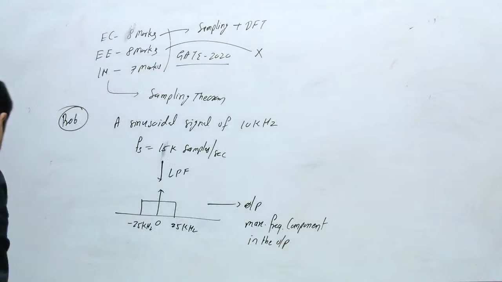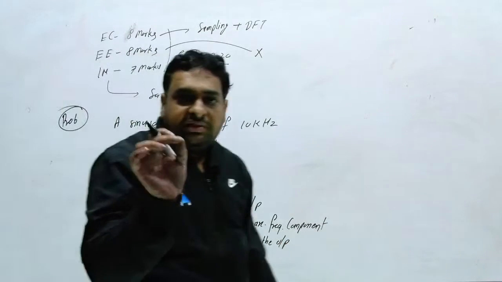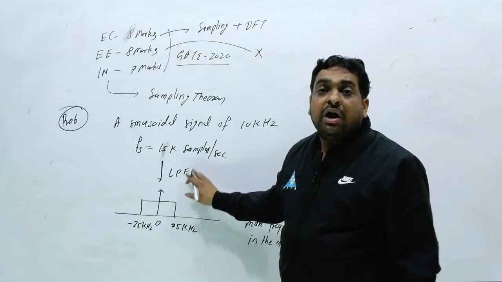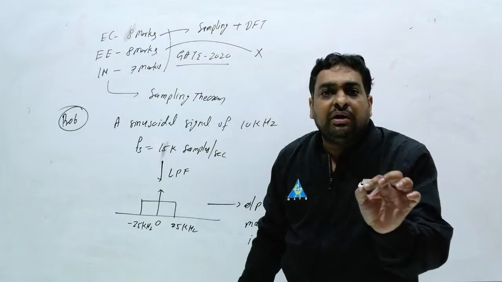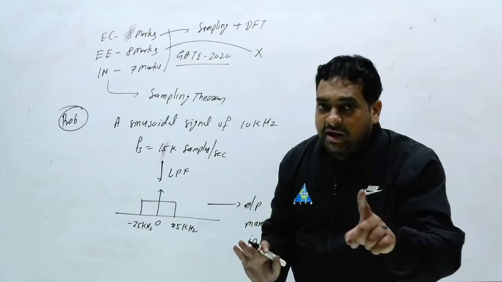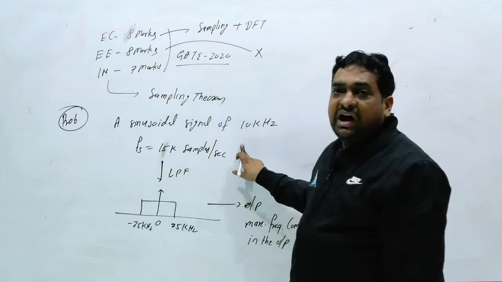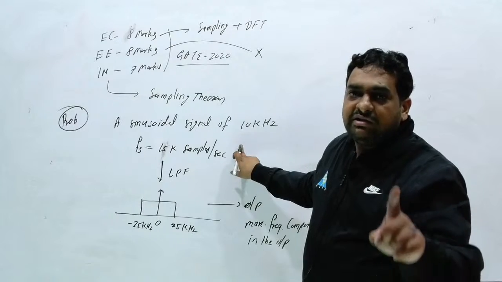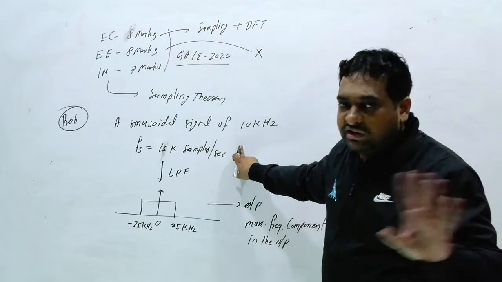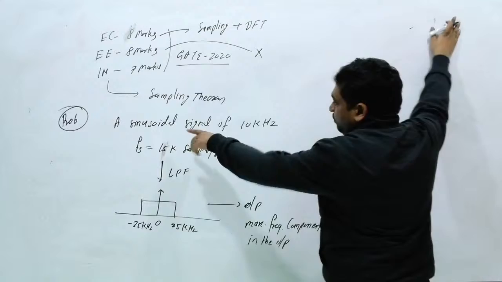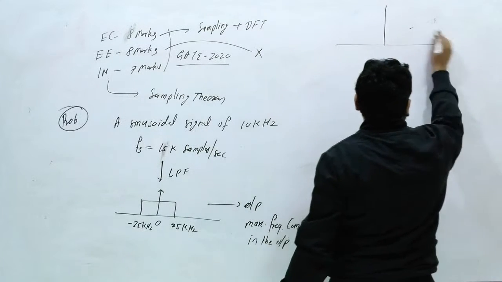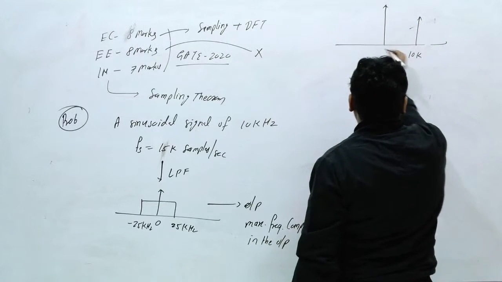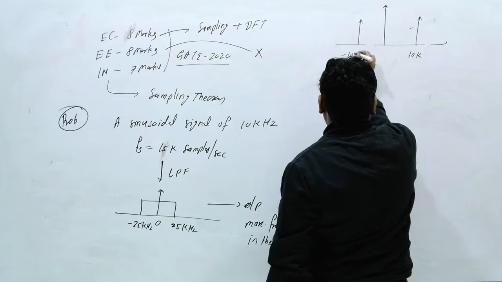Clear? Maximum frequency component. One thing you should remember: if a question asks about a sinusoidal, always solve it by the spectrum. Remember my word. Easily, in 1-2 minutes, you can solve anything. Just plot this signal. What is the spectrum of a sinusoidal? Two impulses, always two impulses. Here you will get one at 10 kilo and here at minus 10 kilo.